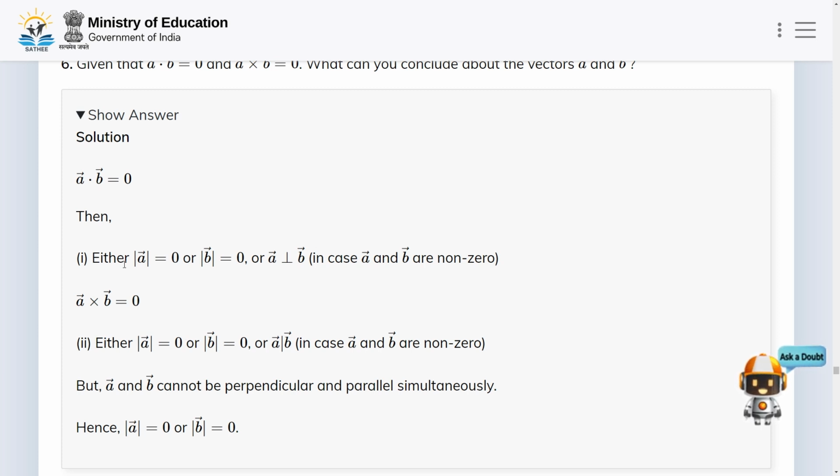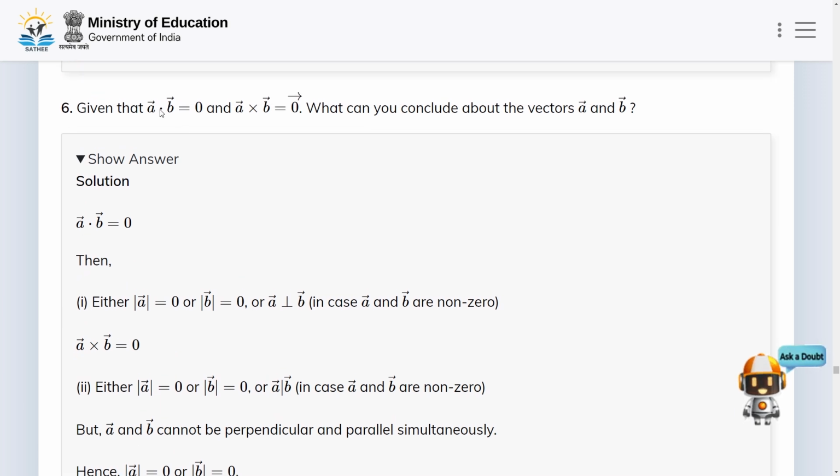Okay, so if you know that A dot product B is 0, this means two things will be happening. Either A or B are 0 vectors, or they must be perpendicular to each other. Now the second thing that will be happening is that either A or B vectors are 0, or A and B are parallel.